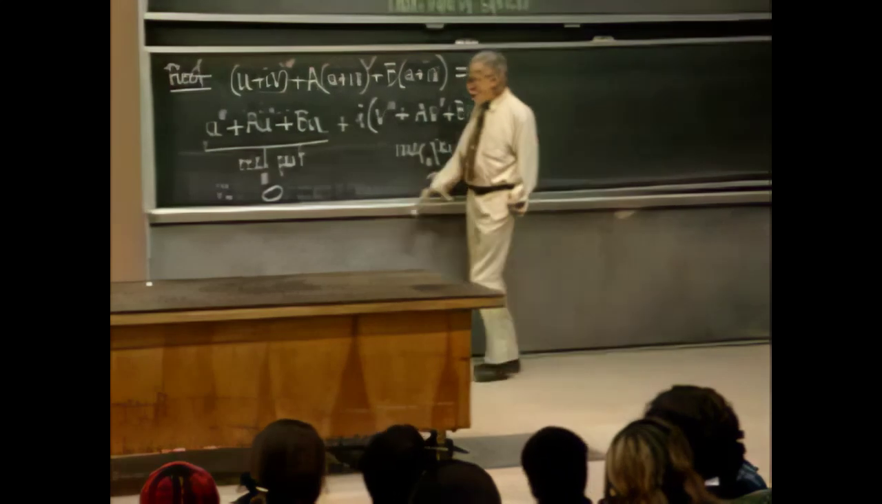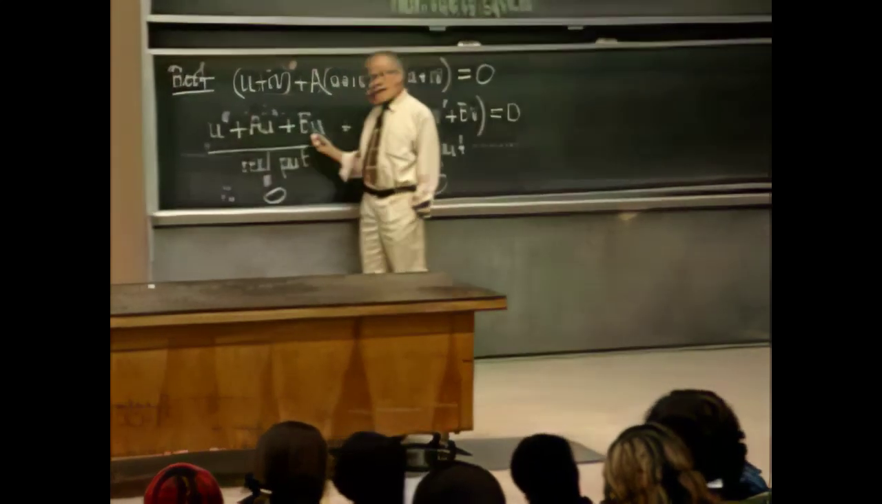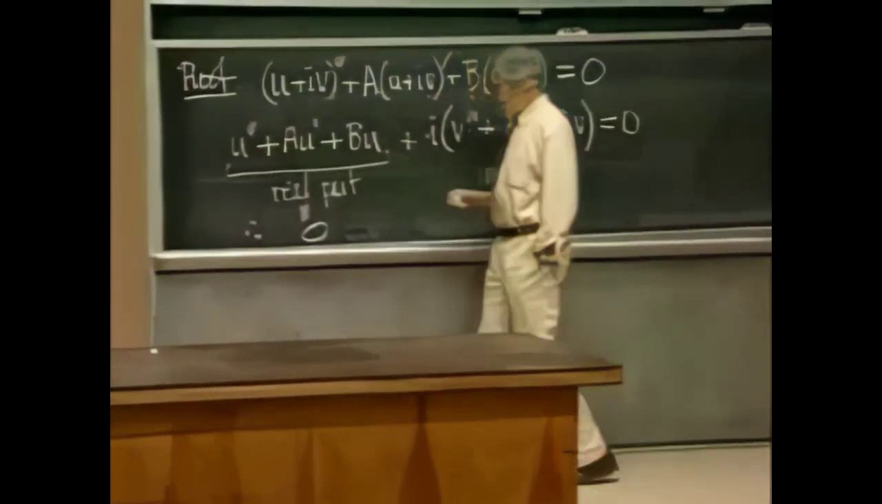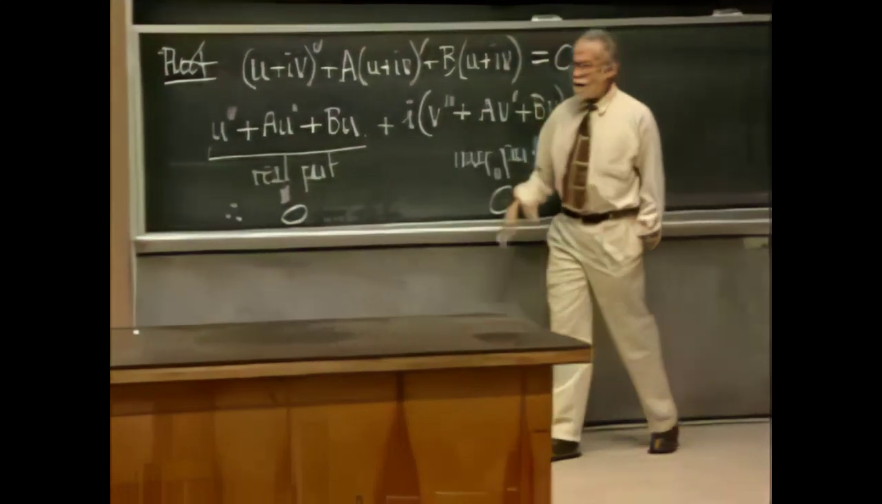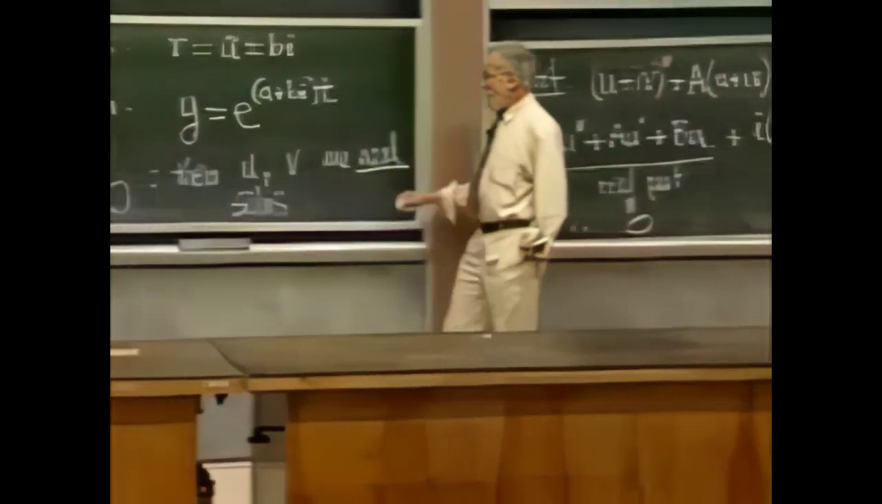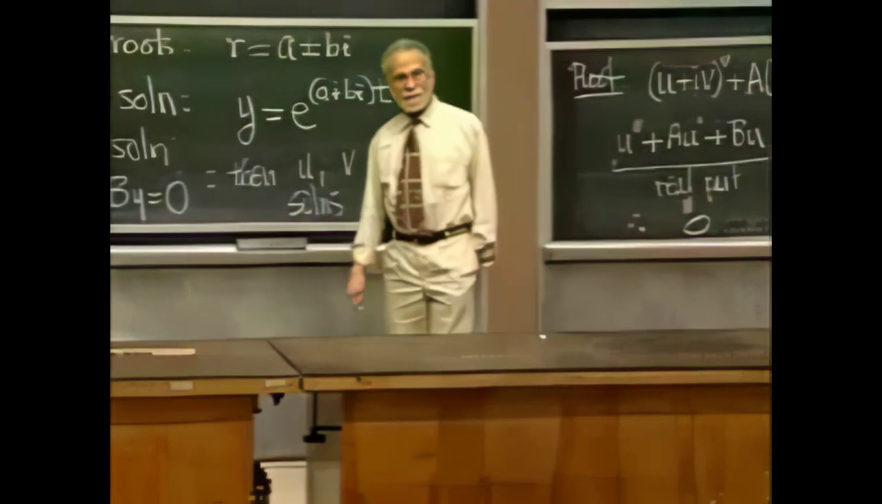Now, what does it mean for the real part to be 0? It means that u is a solution. The imaginary part being 0 means v is a solution, and therefore, just what I said, u and v are solutions to the real equation.